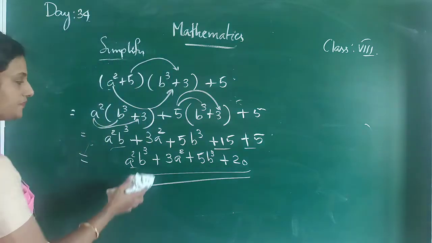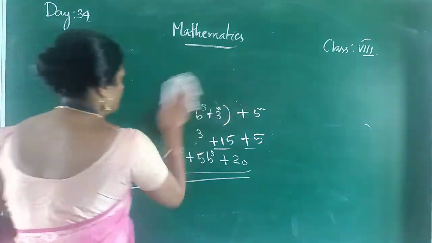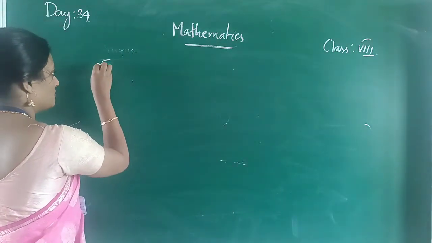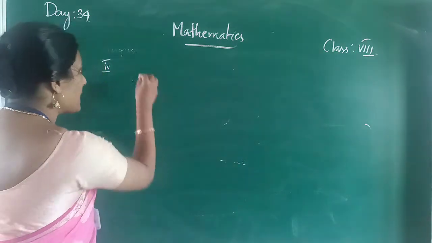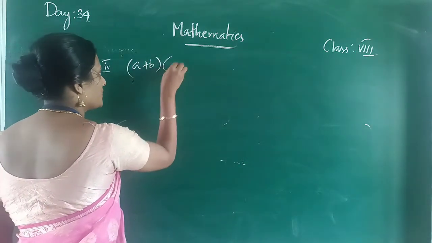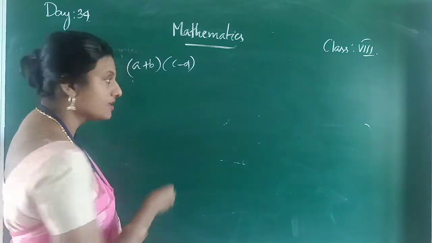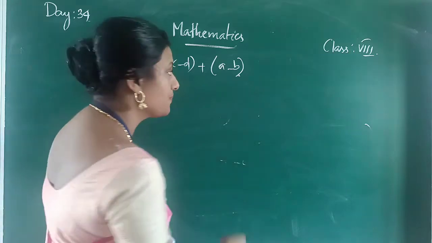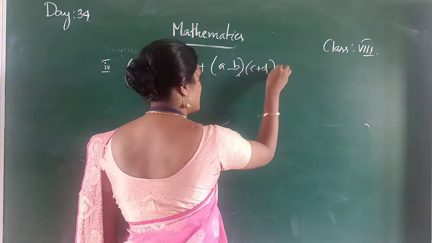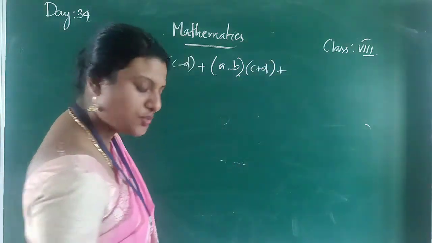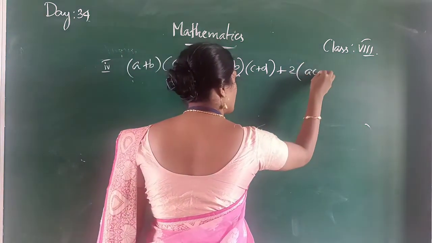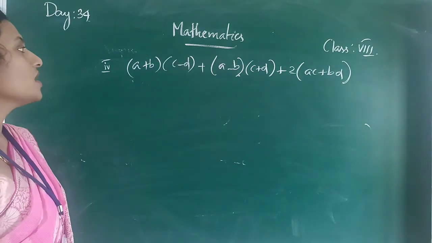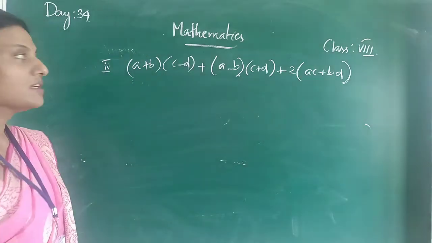The last question. That is your fourth one. Fourth question. (A plus b) into (c minus d) plus (a minus b) into (c plus d) plus 2 into (ac plus bd). How do you simplify this expression?